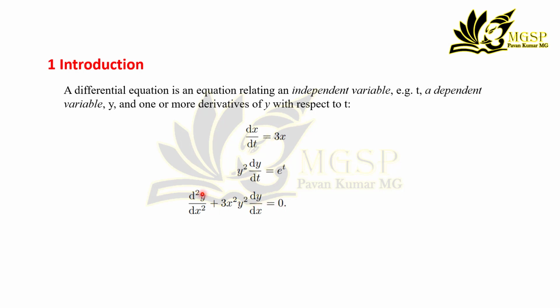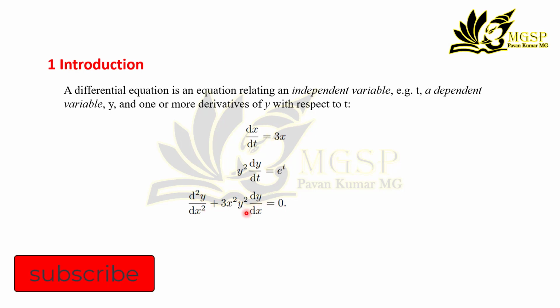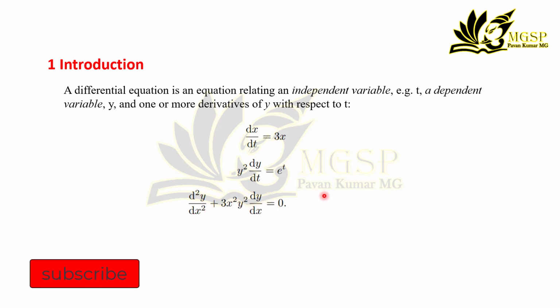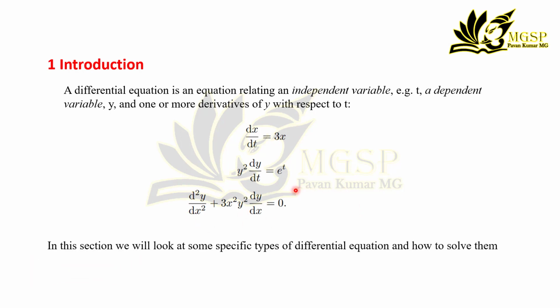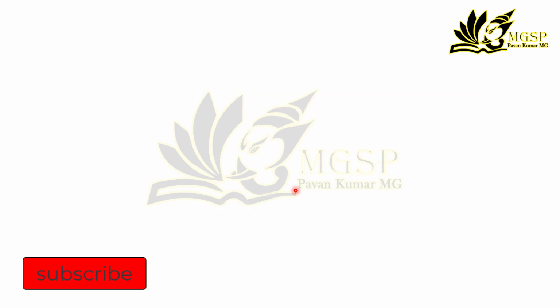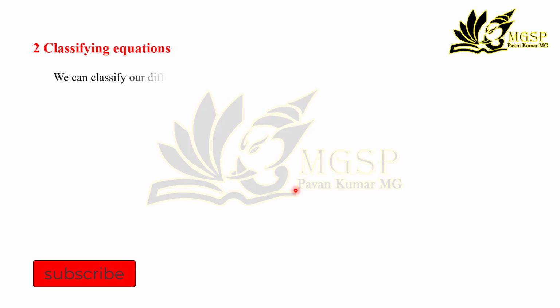One more example: d square y by dx square plus 3x squared y square dy by dx is equal to 0. This is also a differential equation. In this section, we will look at specific types of differential equations and how to solve them using different methods. Let's begin with classifying an equation.